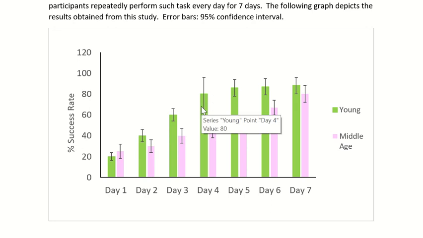But at day four and day five and day six, you can see that there is a plateauing. They reach the maximum. They're not improving anymore. So you can see that the slope of going up is much faster in a young man.